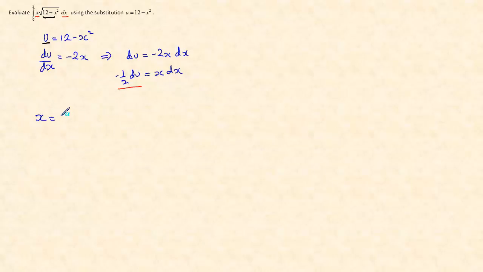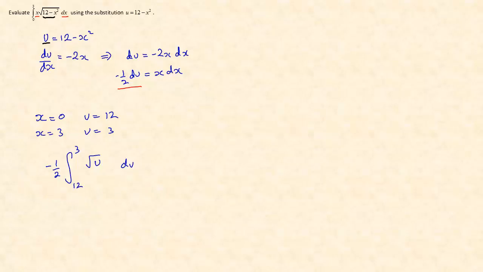So if x is equal to 0, u is 12 take away 0. If x is equal to 3, u is 12 take away 9, so u is 3. So we can replace everything here. Now be careful, when x is 0, u is 12, so the 12 has to go at the bottom. When x is 3, u is 3, so the 3 goes at the top. And then we have negative a half and du and the square root of u.